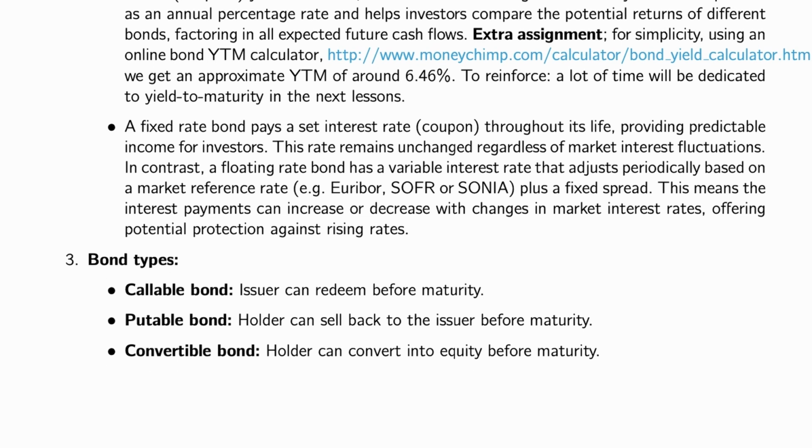Fixed-rate bonds. These pay a constant interest rate throughout the bond's life, providing predictable income. Floating-rate bonds. These have variable interest rates that adjust based on a market reference rate plus a fixed spread, offering protection against rising interest rates, for example. Section 3. Types of bonds. Understanding the types of bonds is important for selecting the right investment.